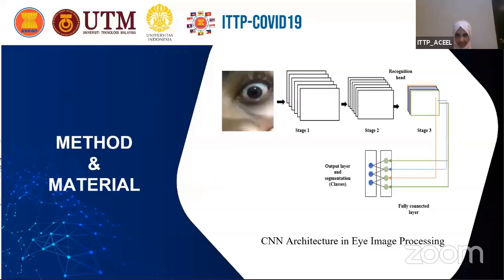As shown here in the slides, this is the CNN architecture in eye image processing that we have used. There are three stages. Firstly, as input, we have the image itself based on the dataset. Then it goes through three stages. After that, it becomes the fully connected layer, and at the end, the output layer, where the segmentation classes will be shown.